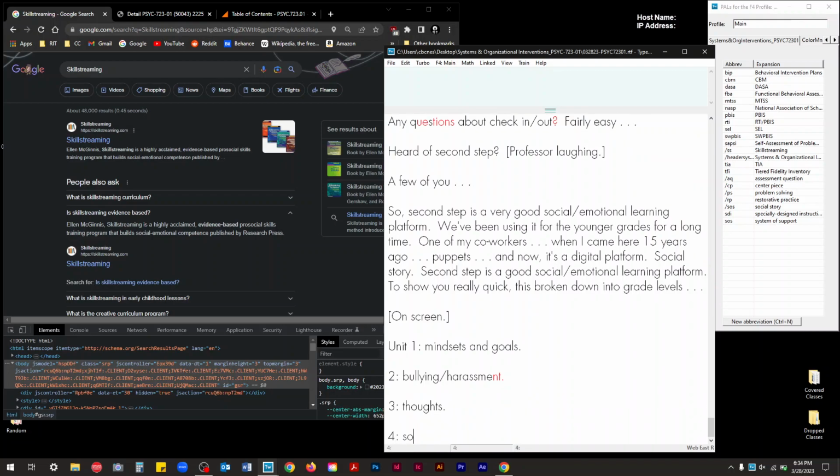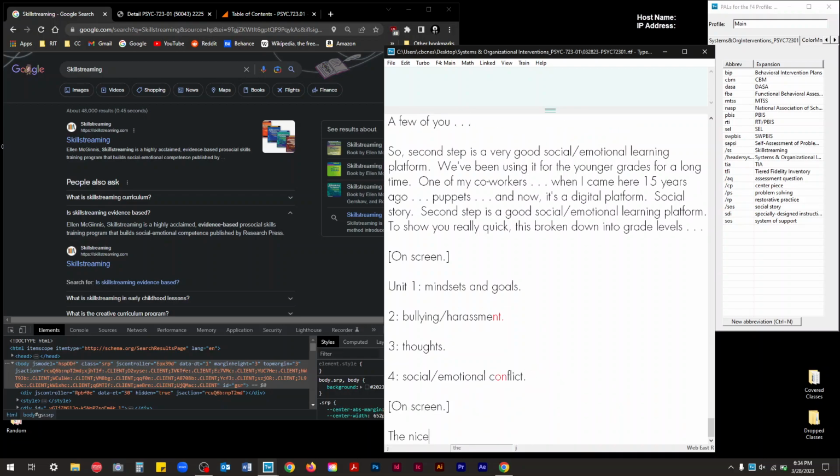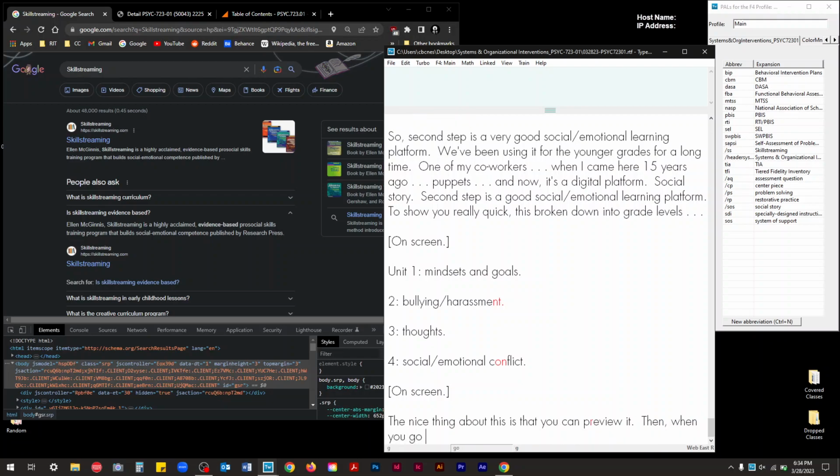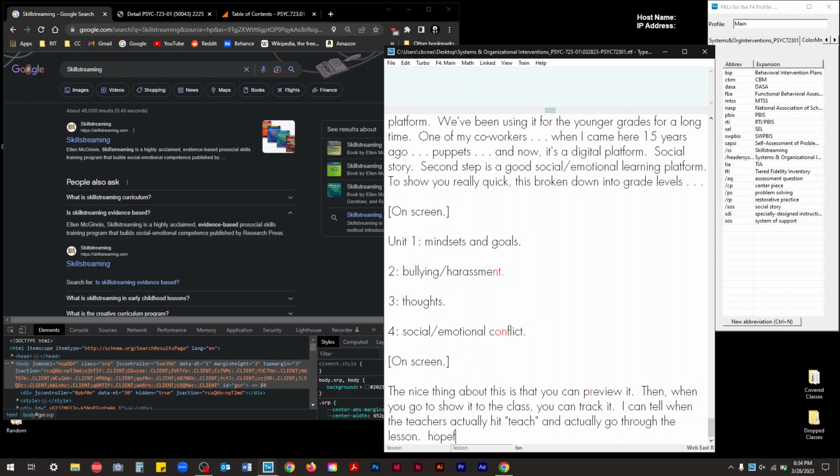And the nice thing about this is that you can preview it, but then when you go to teach it to a class, you hit teach and it tracks that. So I mentioned none of those teachers opened up the bullying stuff. I can tell when teachers actually hit teach and supposedly go through the lesson. So hopefully they will go through the lesson, but I can tell if they taught it when they hit that teach piece.